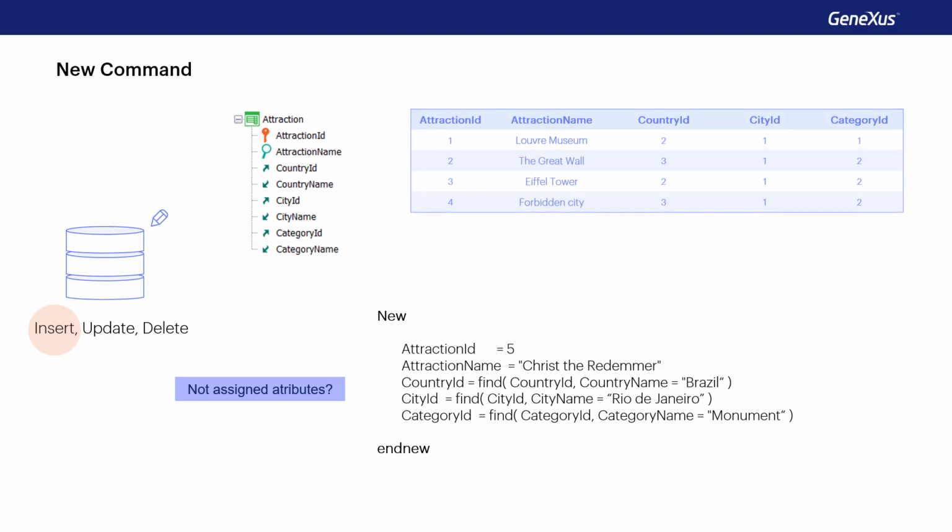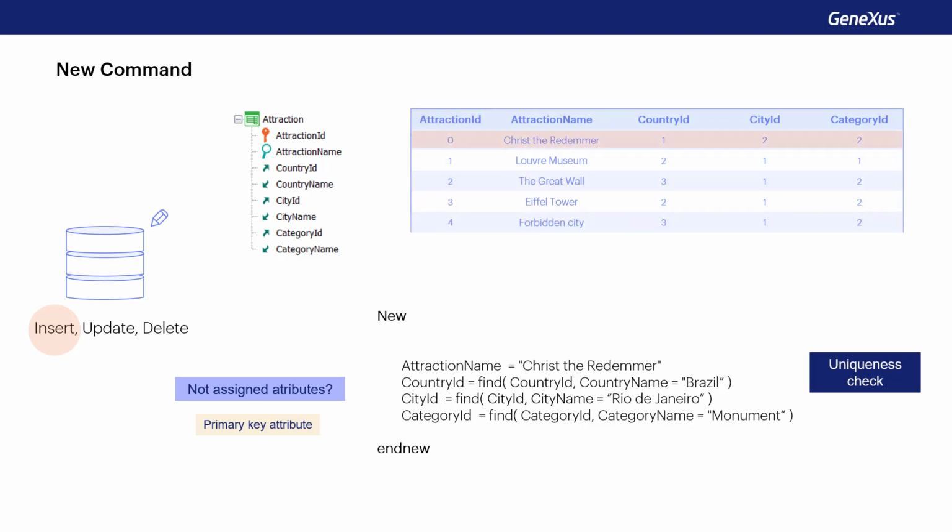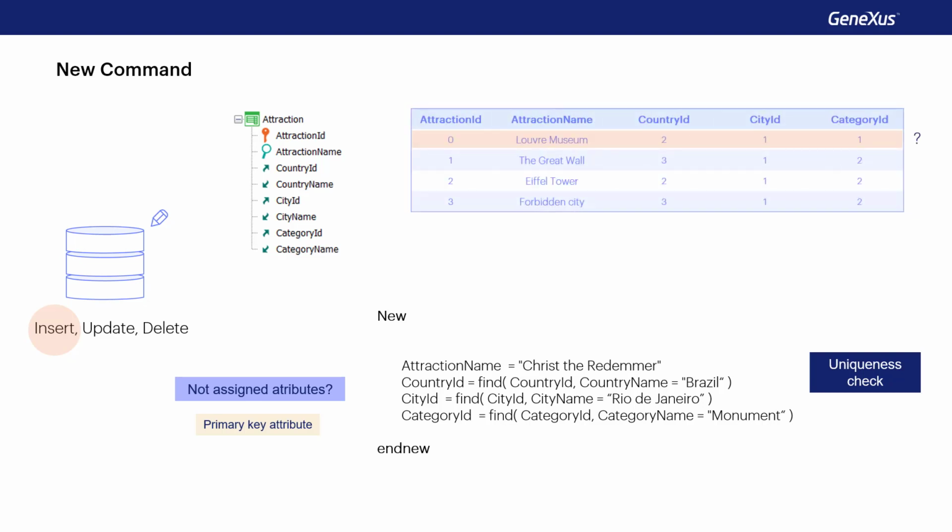But what if the primary key is not assigned? An attempt will be made to insert an empty key record, as if we had explicitly assigned 0. If the primary key is not auto-numbered, then if a record with that ID 0 does not already exist in the table, it inserts it. But what if it already exists? It won't do anything. We won't see any difference between having executed the new command and not having done so. That is, the new command controls the uniqueness of records. It won't insert a duplicate key record.